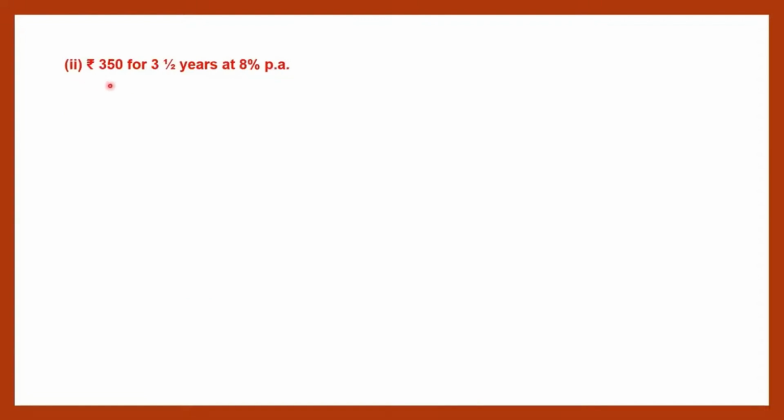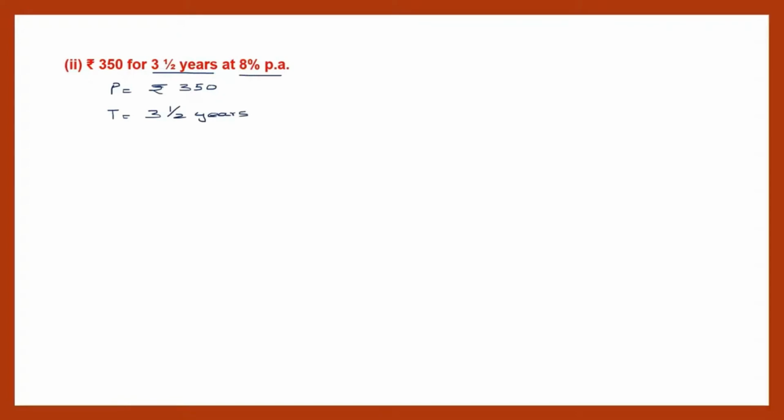Question 2. So now let's see what we've been given. So this will be the principal. Let's write it down. Principal is rupees 350. Now this is 3.5 years. That will be time. Time is 3.5 years.